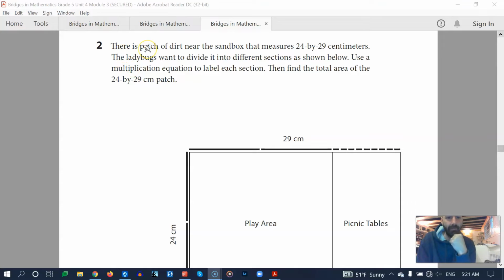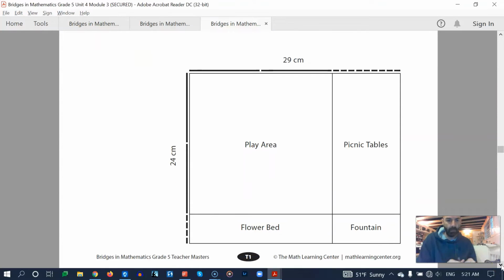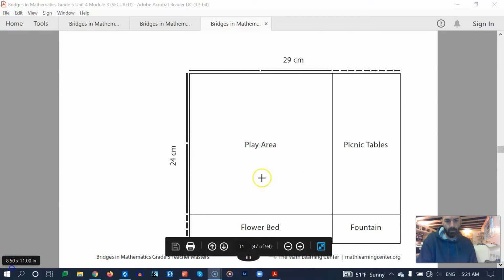There is a patch of dirt near the sandbox that measures 24 by 29 centimeters. Ladybugs want to divide it into different sections as shown below. Use a multiplication equation to label each section and find the total area. Okay, the total area. Let me see if I can actually. Yeah, I think I can. Hold on a second. All right, so again, this is an area model.